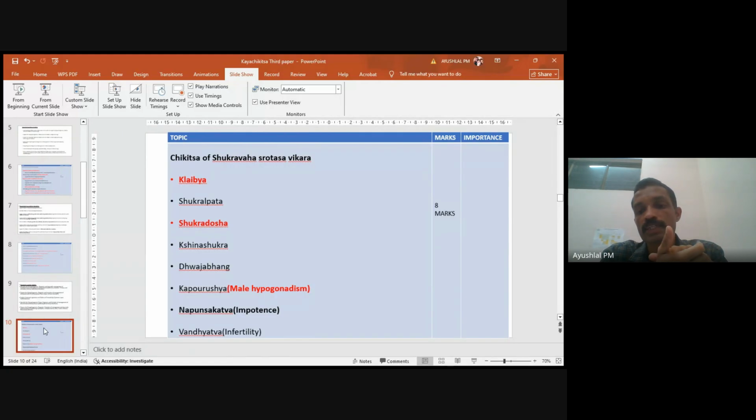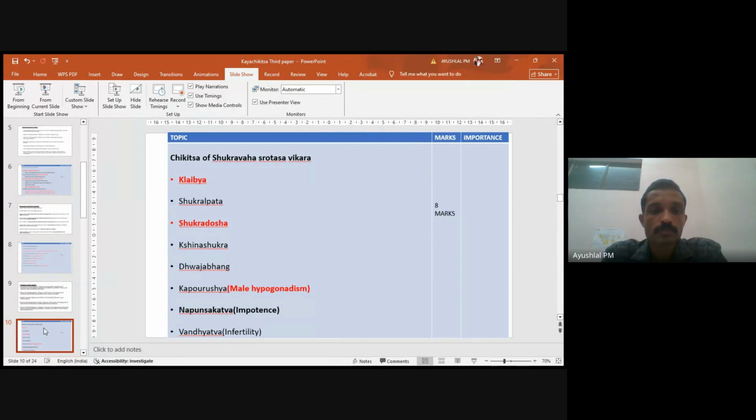There are different types of Klaibya as per Charaka and Sushruta. There are 4 types of Klaibya according to Charaka. Again, Sushruta says there are 6 types of Klaibya. And Klaibya Chikitsa is explained in Charaka Samhita Chikitsasthana, 30th chapter. So you will get detailed Klaibya Chikitsa there, and Sushruta also explains different types of Klaibya.